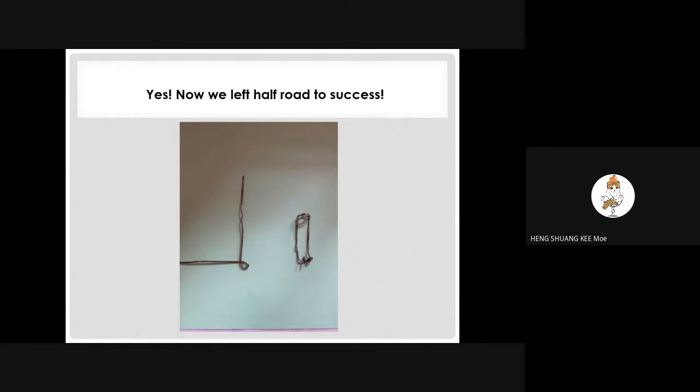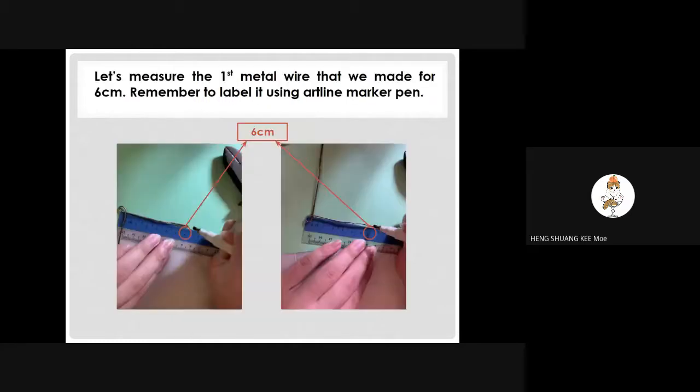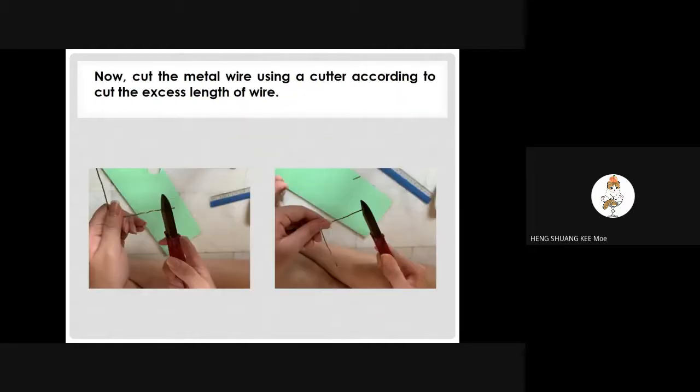Okay, now we are halfway to success because we have done the model for the second metal wire. So now we are going to make the first metal wire. Okay, now I will label the first metal wire with 6 cm because later I will cut out the extra part. Now I will cut it using a cutter according to the excess length of wire.